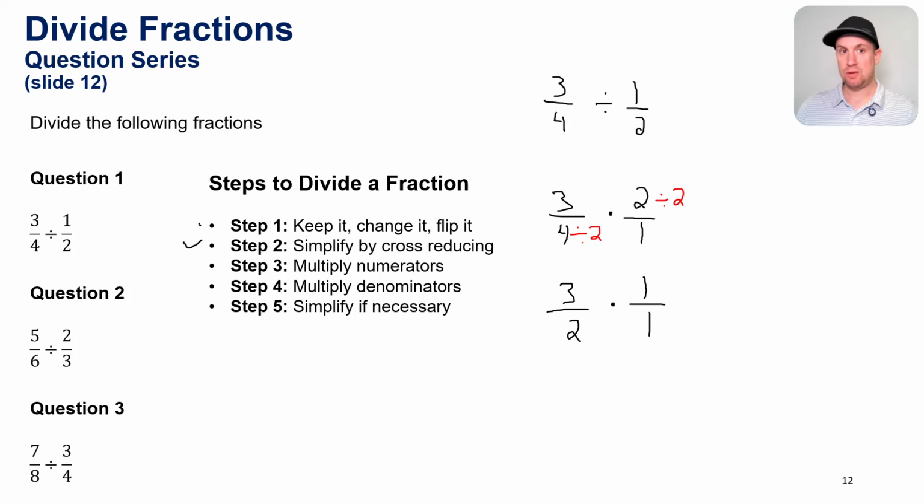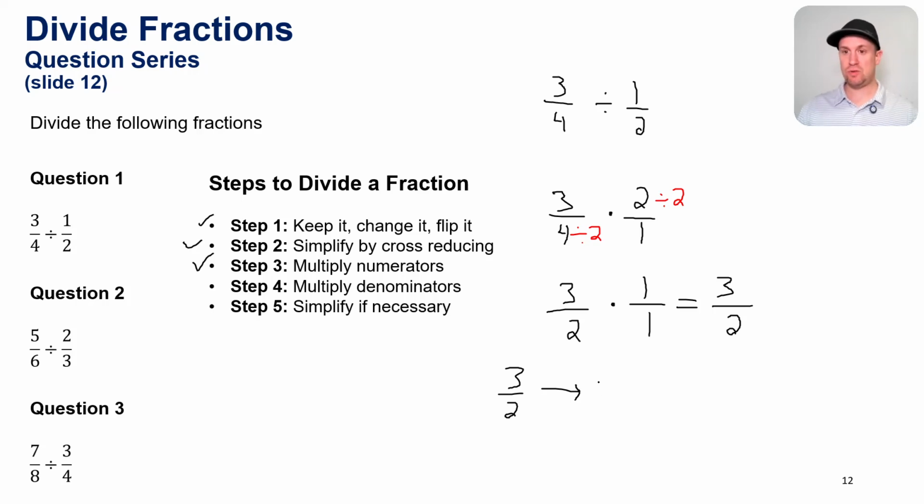That's step 2. Step 3 then, multiply my numerators. 3 times 1 is 3. Step 4, multiply my denominators. 2 times 1 is 2. And then simplify if necessary. Well, 3 over 2 cannot be simplified, but it can be converted to a mixed fraction.